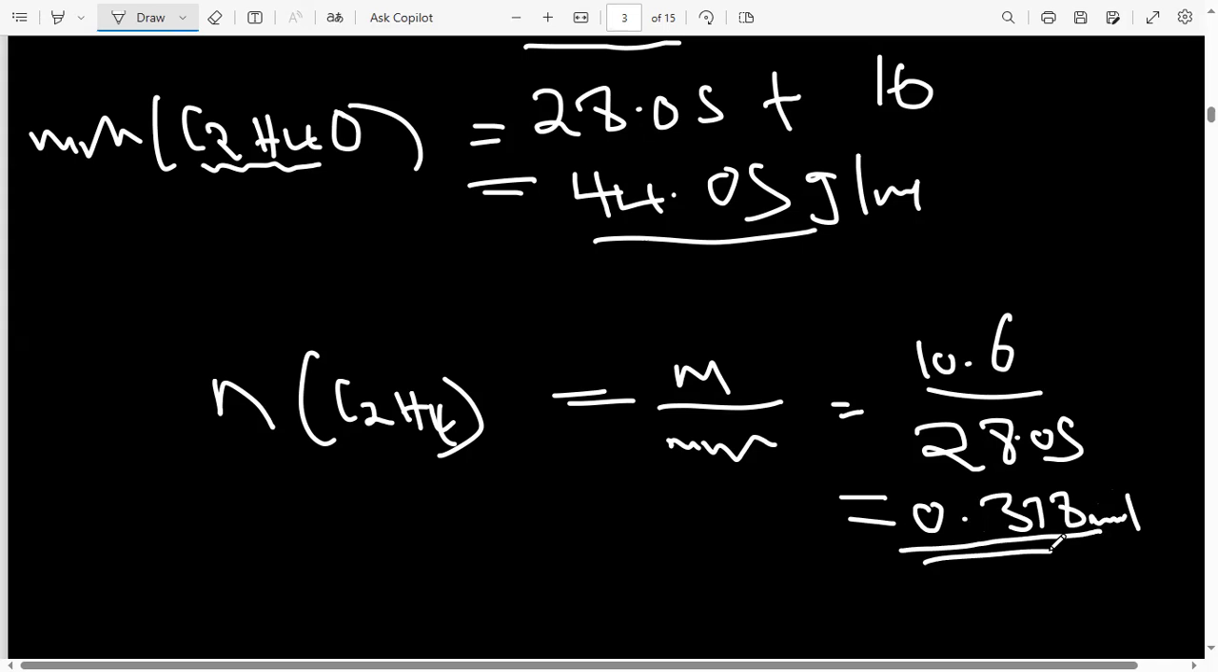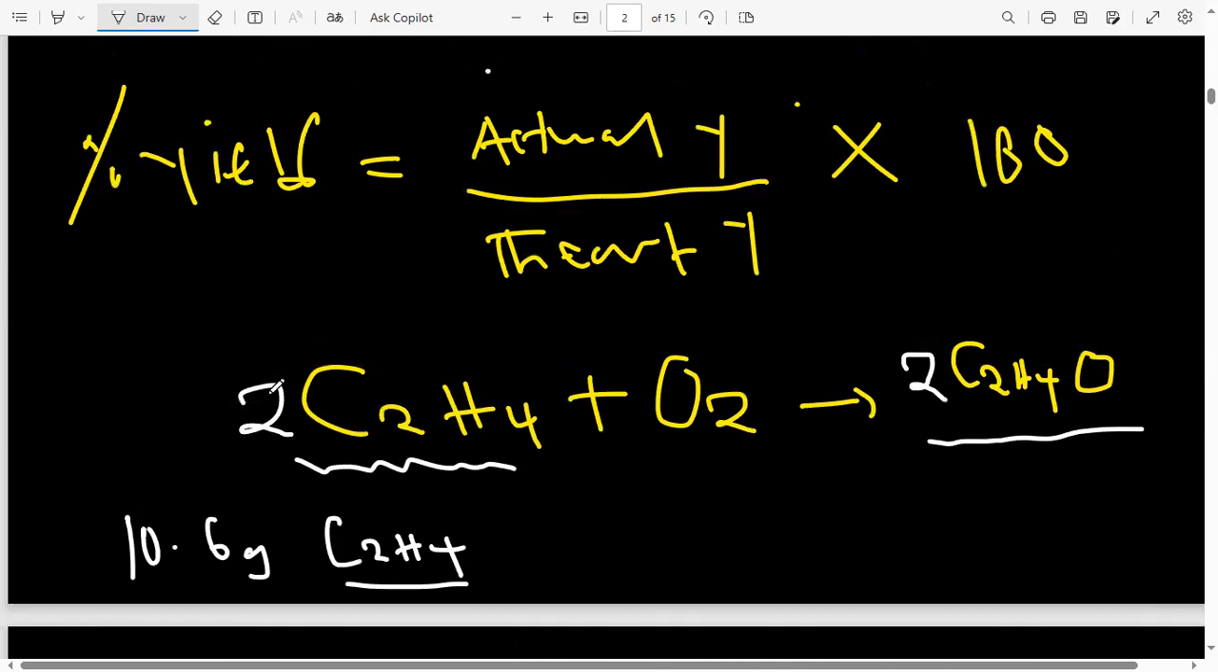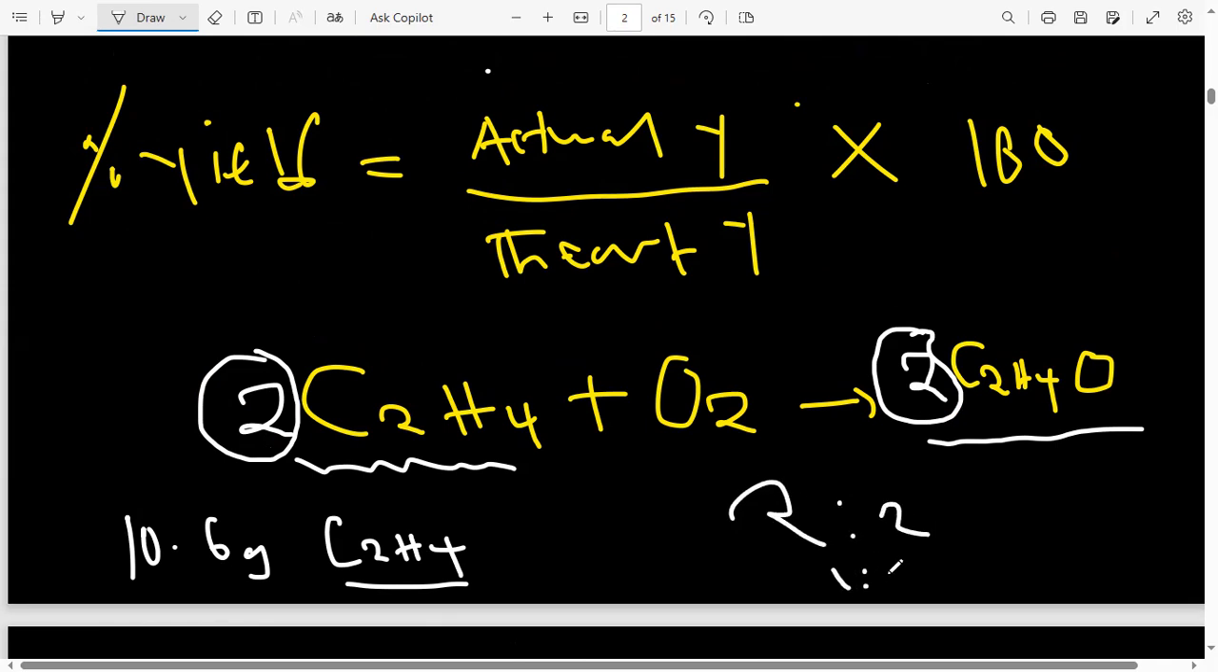Okay, and then now from that balanced chemical equation that we had, we know the ratio of ethylene to ethylene oxide. So from this chemical equation here, we know that if I have 2 moles of ethylene, they are going to produce 2 moles of ethylene oxide. So here the ratio is 2 to 2, which is the same as 1 to 1. So if I have 1 more of this, it means I have 1 more of that. So it means the moles of ethylene and the moles of ethylene oxide are always equal, since the mole ratio is 1 to 1.